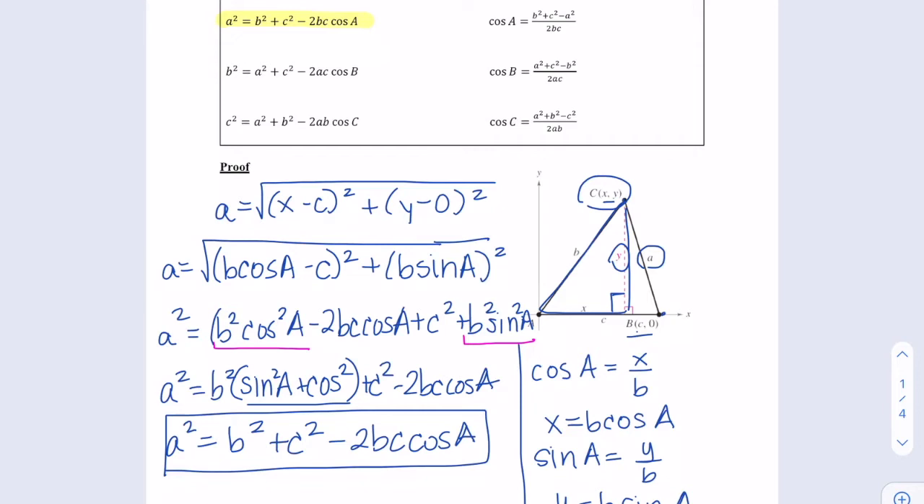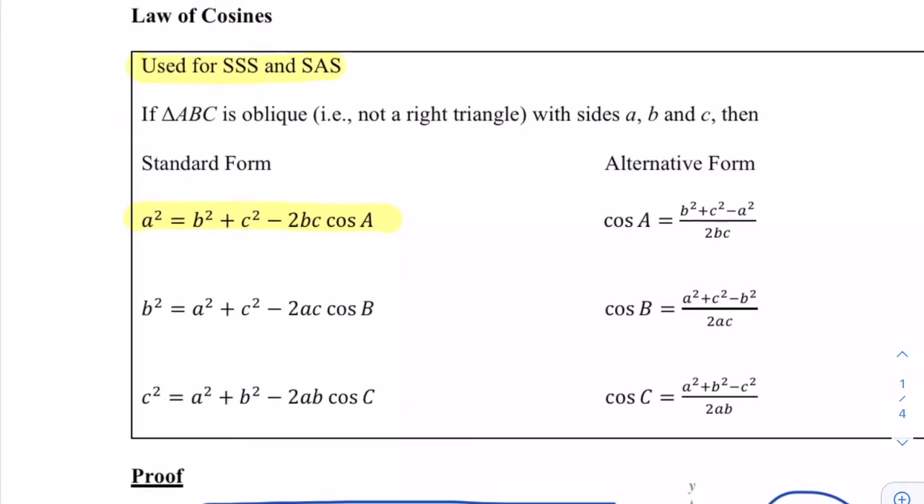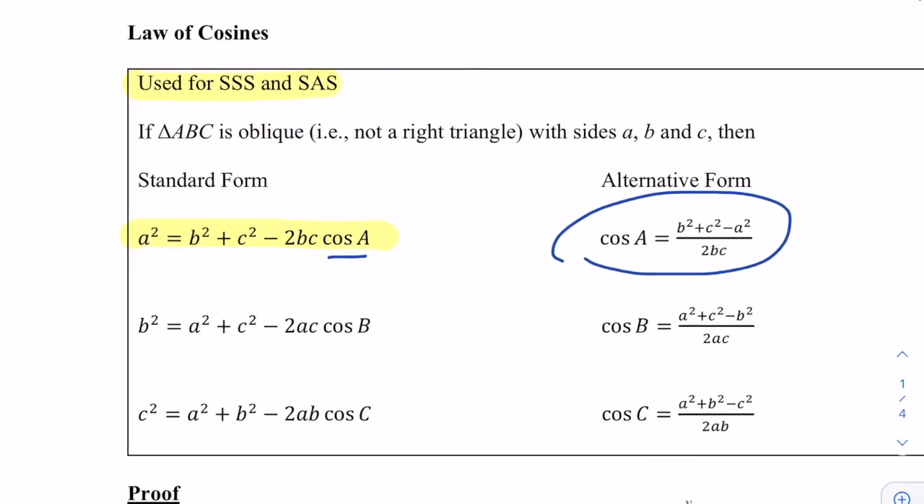So if I was going to solve for this angle, I would just subtract B squared, subtract C squared, then you have to find the inverse. But essentially you want to isolate that cosine A. And so you can rewrite that as cosine A equals B squared plus C squared minus A squared over 2BC. So we can find the sides and the angles using law of cosines.